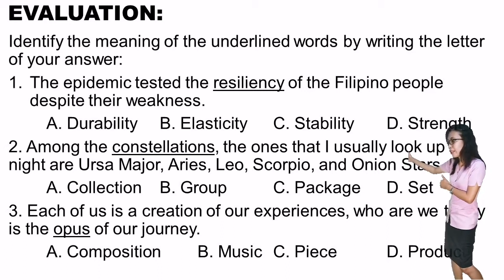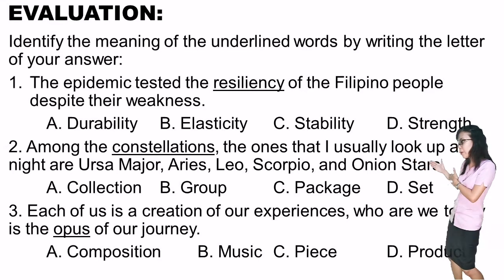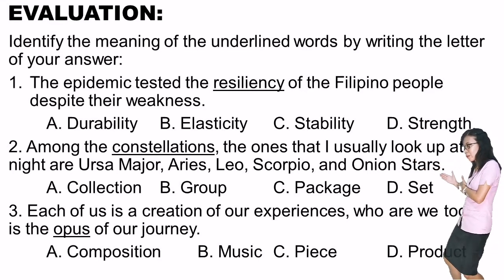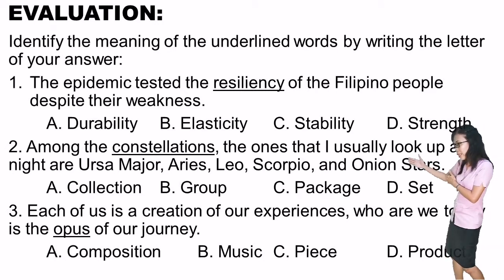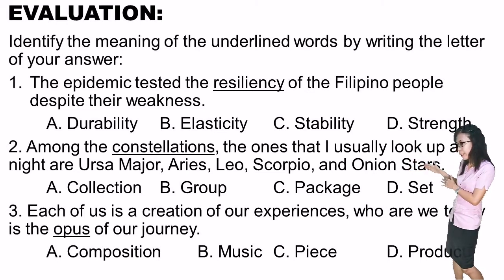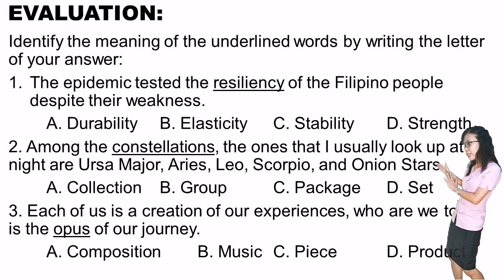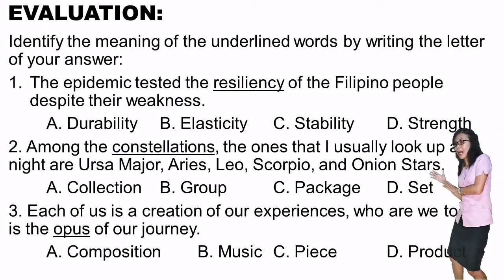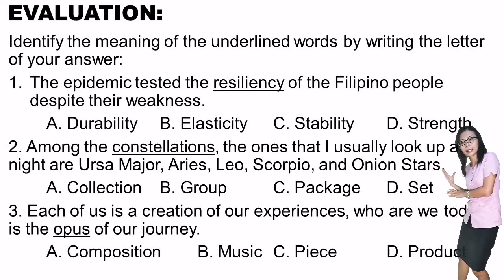Next, number 3. Each of us is a creation of our experiences. Who we are today is the opus of our journey. The underlined word in the sentence is opus. What is it? A. Composition. B. Music. C. Piece. And letter D. Product.